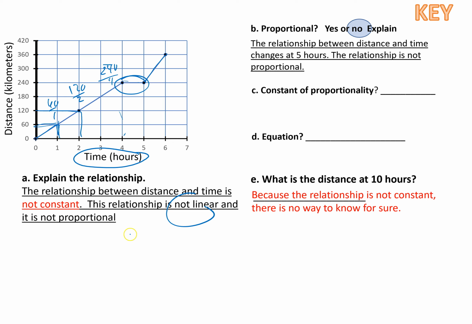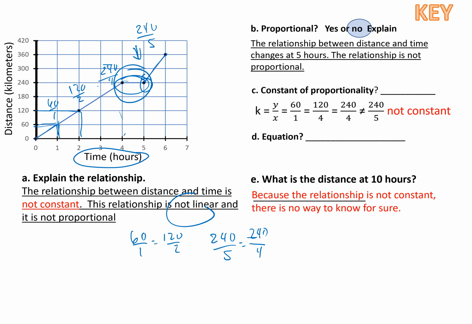If I did these proportions, these ratios, the first two would be fine. But then when I get here, what do I get? I get 240 and 5. Well, 240 to 5 is obviously not equal to 240 to 4. So it's not proportional here. There is no constant of proportionality. The first three are good, but then the fourth one's not good. Now this one may be good. If I take 360 divided by 6, I get 60, but I need all of them to be constant.